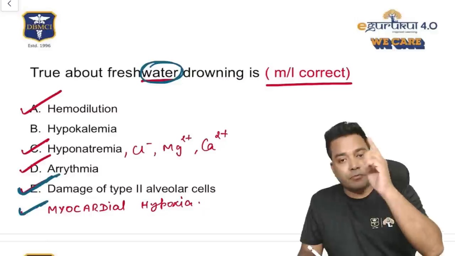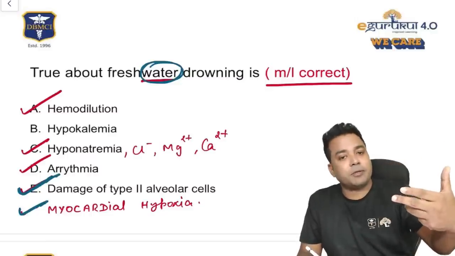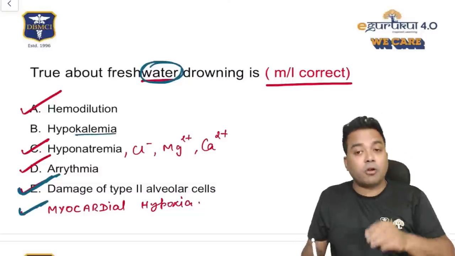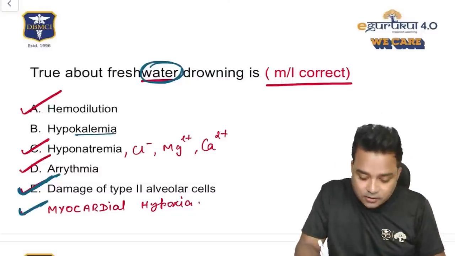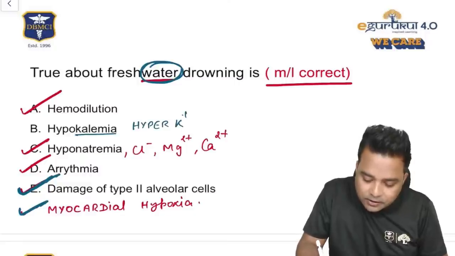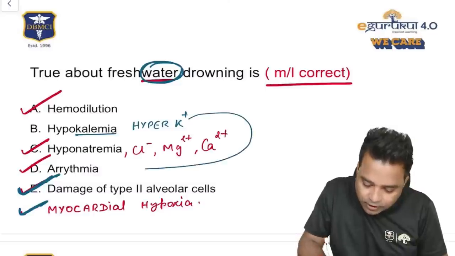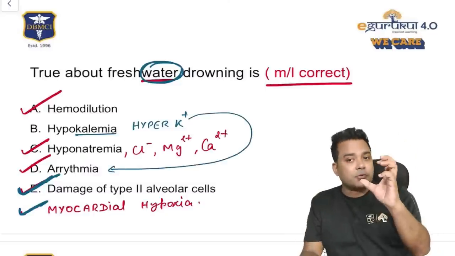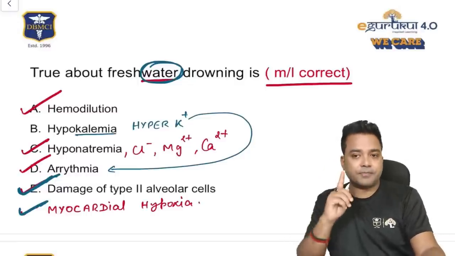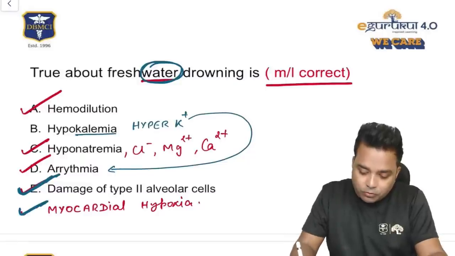In particular, which findings are going with fresh water? Hemodilution, hyponatremia and arrhythmia. What about potassium levels? Due to rupture of RBCs, hyperkalemic picture is there, not hypokalemic. And this is the change which leads to ventricular fibrillation and kills the person quickly in a case of freshwater drowning. I hope it is clear. In salt water, what will happen? Let us revise salt water too.